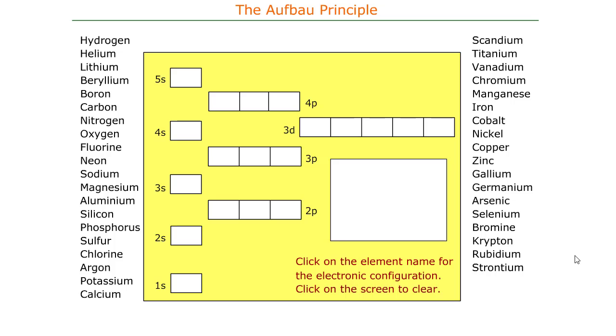Aufbau tells us that we should fill up the orbitals in the ascending order of energies. So we start off with the lowest energy first. It's a bit like filling up a bucket of water. You can't fill a bucket of water from the top first, you have to fill it from the bottom. So Aufbau tells us to fill the orbitals from the bottom up.